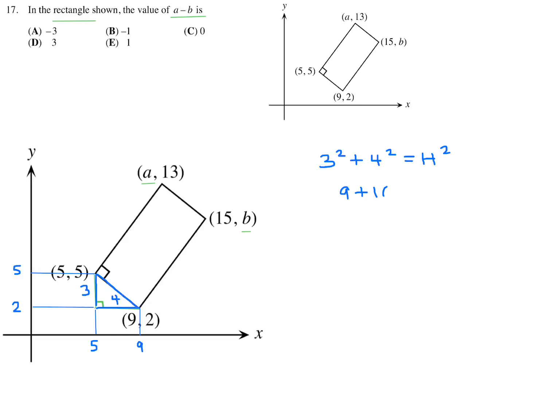So this is 9 plus 16 is equal to h squared. H squared is equal to 25, and therefore h is equal to 5. So that's 5. All right? So I hope you understood how I got that as 5. And therefore this is 5, because it's a rectangle. The widths are the same.